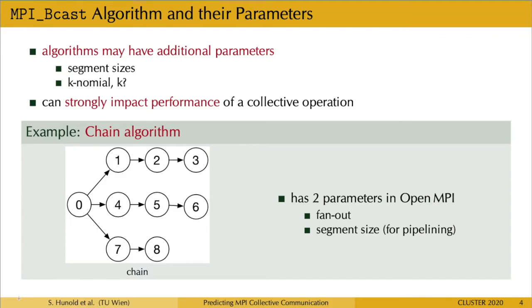It is also important to note that each of these algorithms, for example for a broadcast, may have additional parameters. For example, we could have a segment size that we need to set, or you might apply a k-nomial tree algorithm, and you need to define the number k. The setting of these parameters will strongly impact the performance of the collective operation. Let's take an example here. The chain algorithm has 2 parameters, in OpenMPI at least. We have a fan out, so how many of these chains we are going to create, and a segment size. As I said, how large each individual message should be when long messages are split into smaller parts.